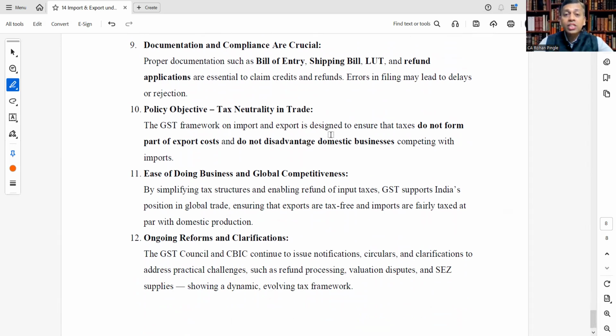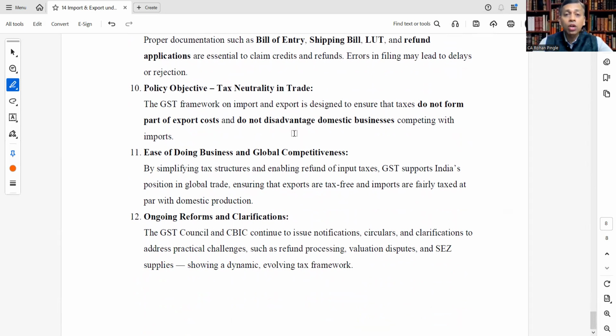Policy objective: tax neutrality in trade. The GST framework on imports and exports is designed to ensure what? That taxes do not form part of export cost and do not disadvantage domestic businesses competing with imports. Ease of doing business and global competitiveness. By simplifying tax structures and enabling refund of input taxes, GST supports what? India's position in global trade, ensuring that exports are tax free and imports are fairly taxed at par with domestic production.